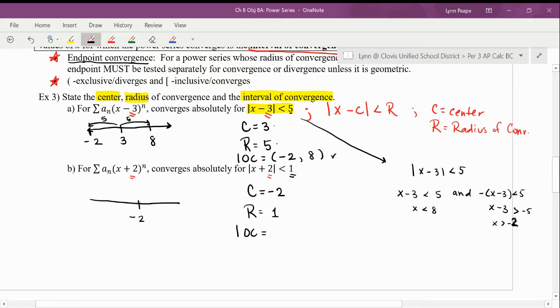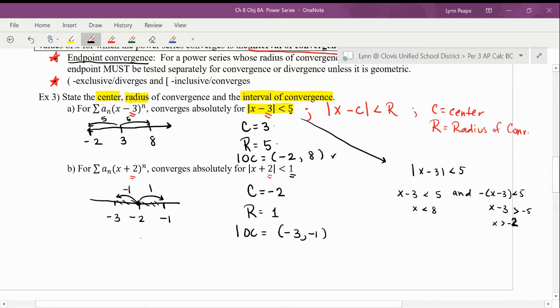And then from my center, I have a radius of 1, so I have to stay within 1 unit. So meaning I'm going to go to the right one, so -2 plus 1. And then I can also go to the left one, so subtract 1, so -2 minus 1, -3. So my IOC would be between -3 and -1. So just to clarify, the domain of the power series would be -3 to -1.